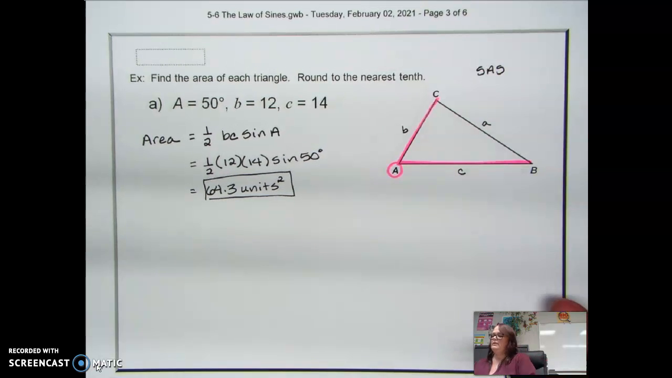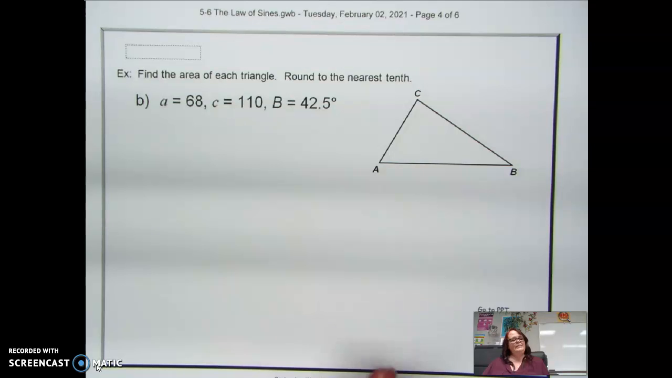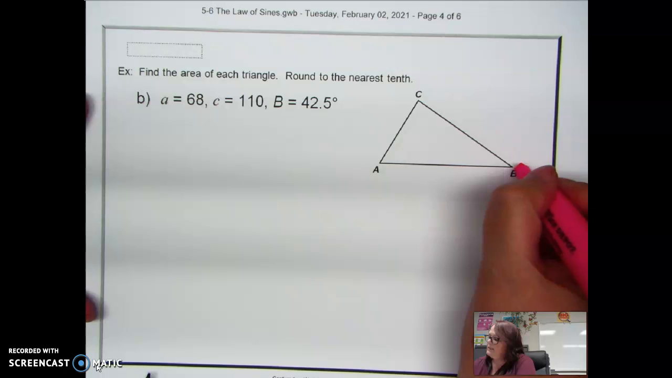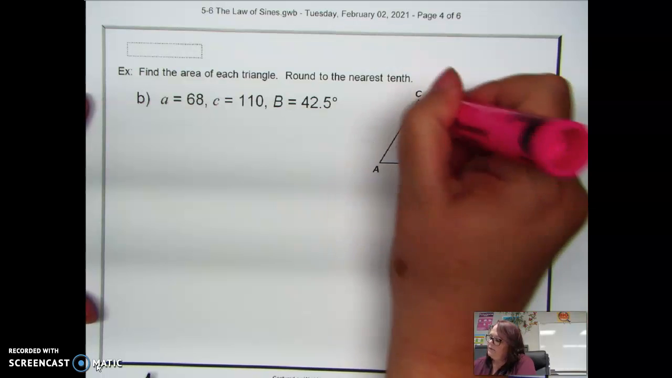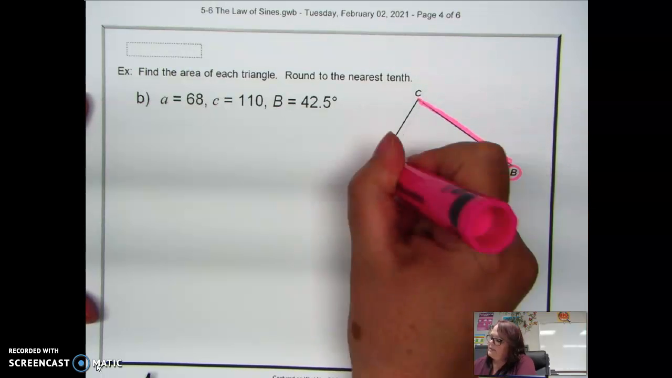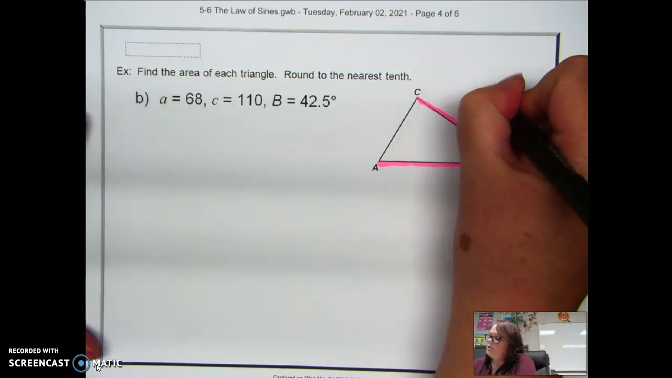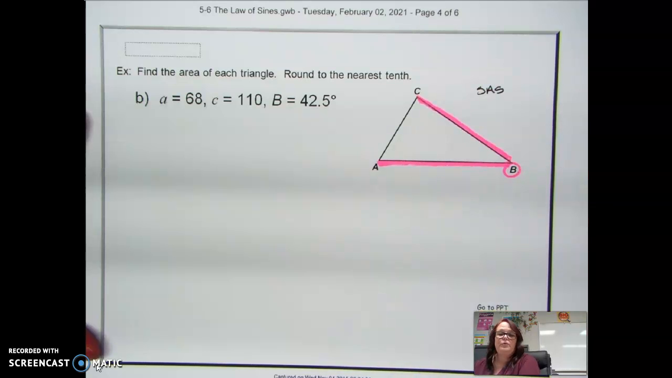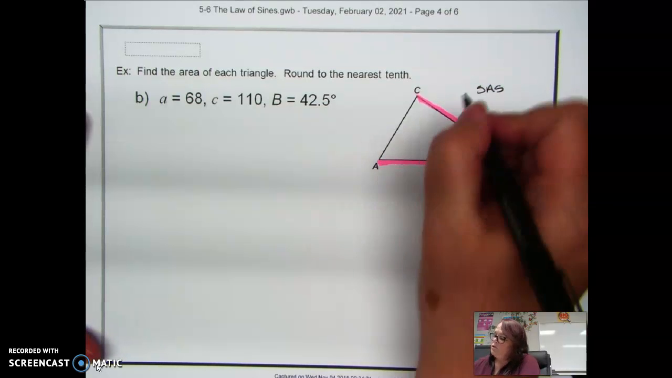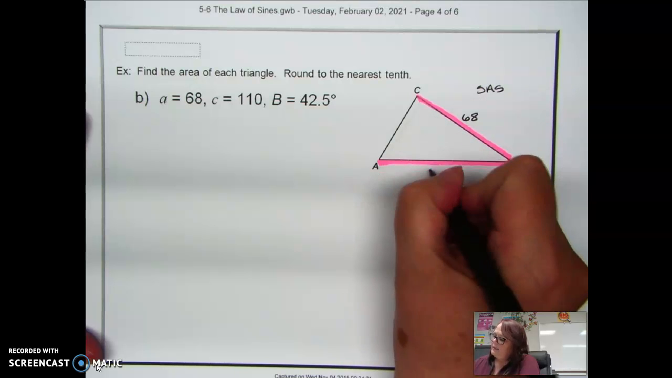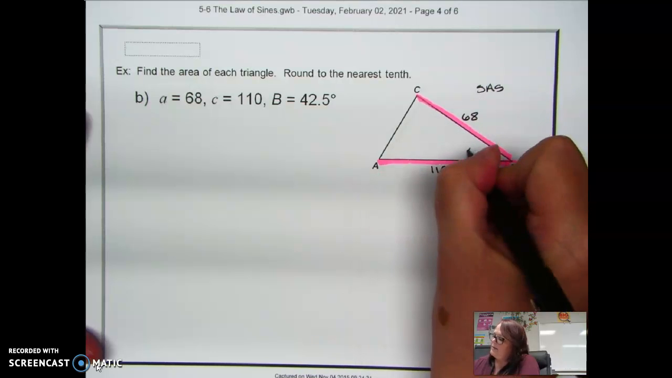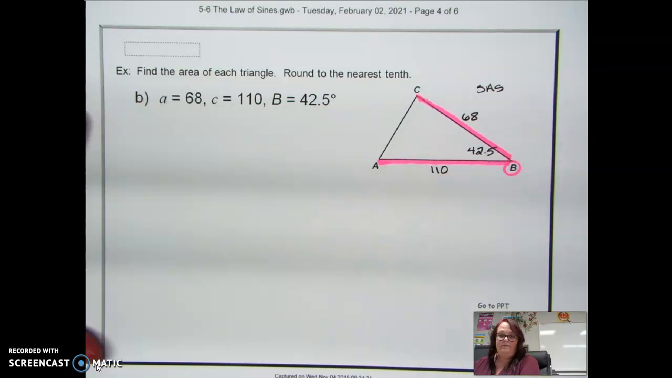Okay, so then if we take a look at the next question, see if you can predict what equation we would use in order to find the area of this triangle. So they gave us the measure of angle B, they gave us the length of little a, and they gave us the length of little c. So notice again, this is a side angle side situation if we were talking about it similar to showing triangles are congruent. So we've got little a is 68, little c is 110, and big B is 42.5.